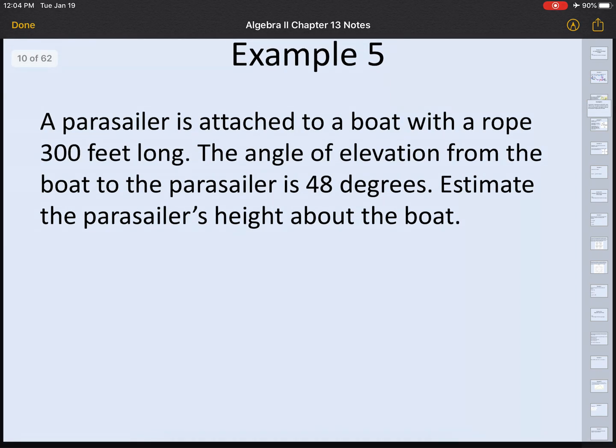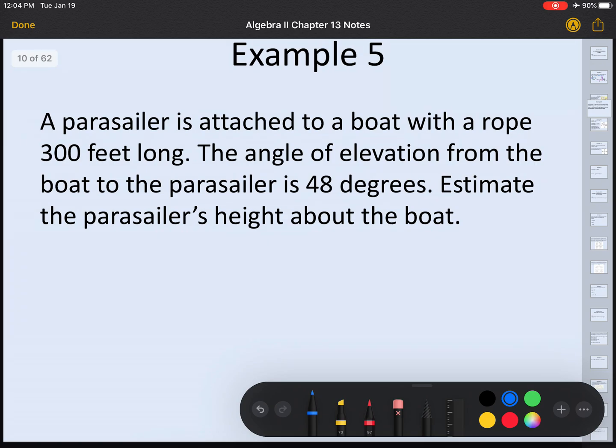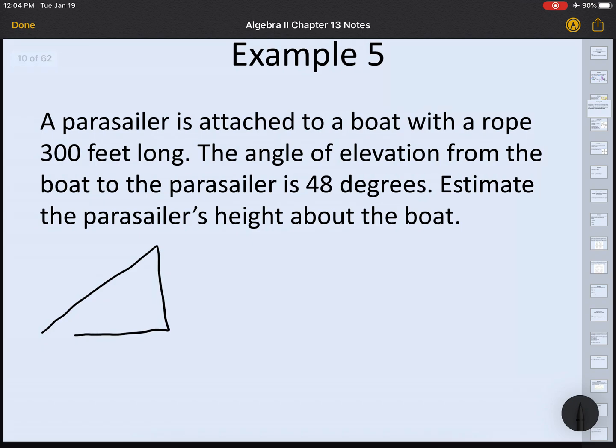In our last example here, example 5, we have a parasailer attached to a boat with a rope 300 feet long. The angle of elevation from the boat to the parasailer is 48 degrees. Estimate the parasailer's height above the boat. Well, first thing off the bat, we don't have any sort of picture. So go ahead and draw one out, okay? We need a right triangle because that's what we're dealing with right now. And the parasailer's up in the air. So if you kind of sketch him, he's up there, okay? Then we have the boat in the water.